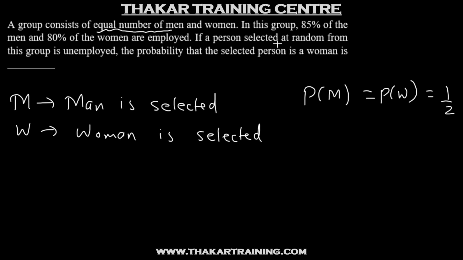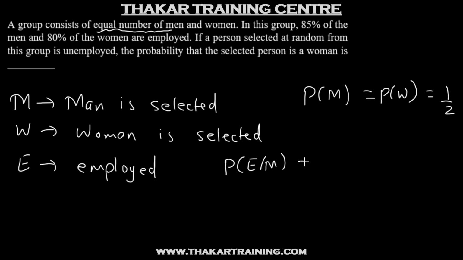It says 85% of the men are employed. So let's say E is the event that the selected person is employed. Then it is given to us that the probability that a selected man is employed is 85%, that is 0.85, and the probability that a selected woman is employed is 80%, that is 0.8.